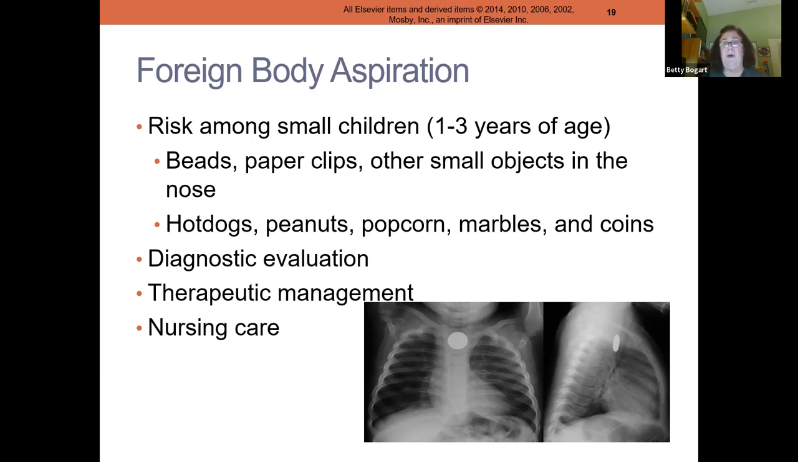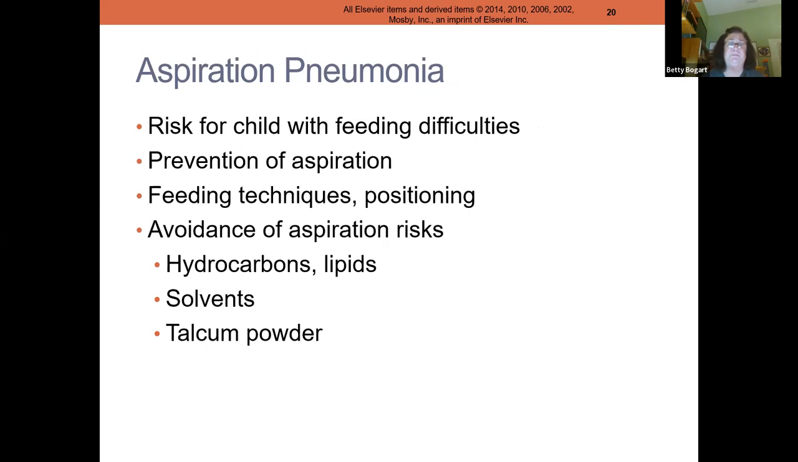So after the foreign body aspiration, we get it out. You know, they've had that x-ray. We show them what it looks like so they understand. Afterwards, we're going to monitor this child for a little while. And we're going to monitor airway on an O2 sat monitor, make sure there's no swelling going on there.